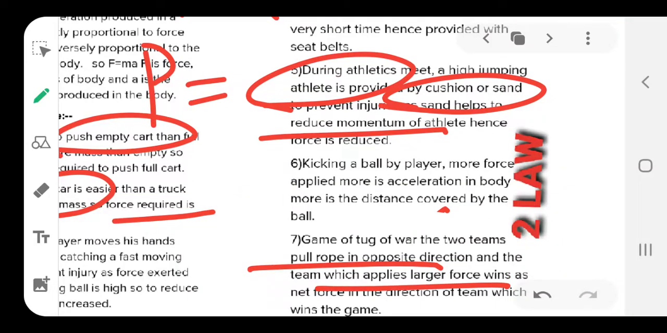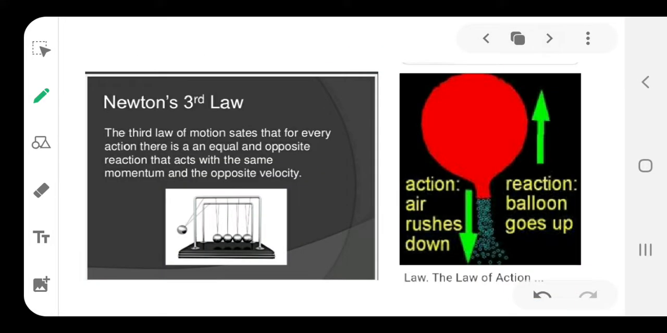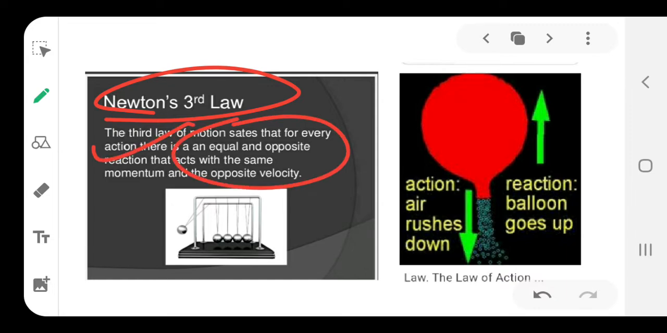Now comes the third and final law for this particular topic, Newton's third law. It states that to every action there is an equal and opposite reaction. Make sure you know what it says: to every action there is an equal and opposite reaction, with the same momentum but in the opposite direction.